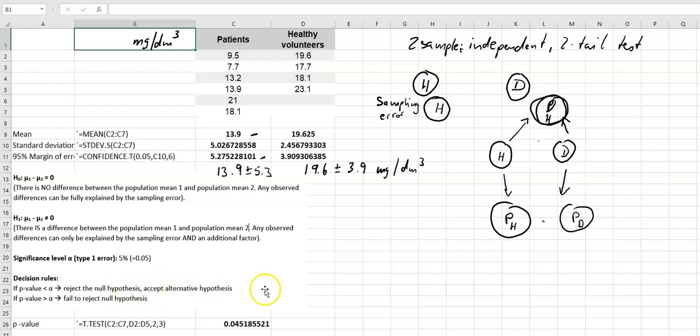We say it's very unlikely that we get this result if the two populations are the same, and we accept the alternative hypothesis. On the other hand, if the p-value is larger than this significance level alpha, we fail to reject the null hypothesis. So we say, well, these two populations are so close to each other we can't distinguish them. Now in Excel, luckily there is quite a nice way of calculating that.